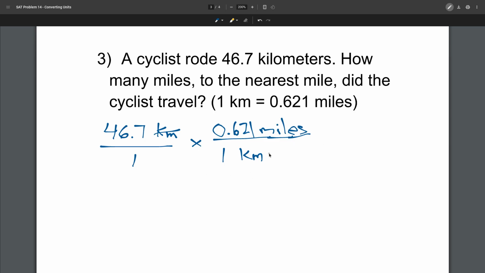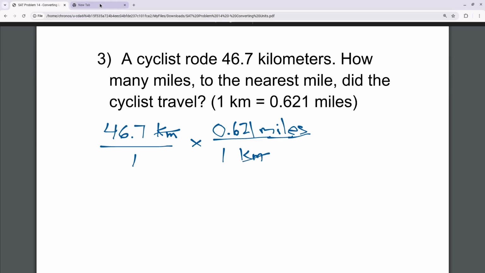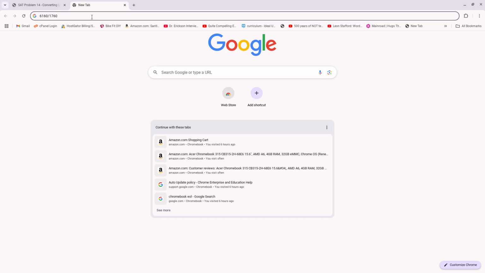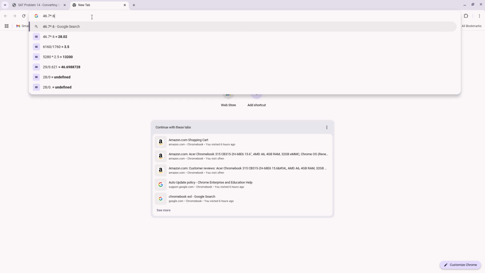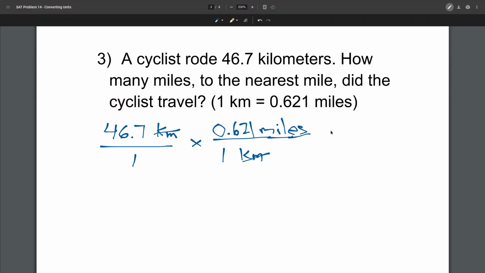Okay, the kilometers will cancel. And we got 46.7 times 0.621. So 46.7 times 0.621, we get 29.0007. So we're going to say approximately 29, and this is over 1. So anything divided by 1 is itself. So approximately 29 miles. Our answer is to the nearest mile, so we would say 29.